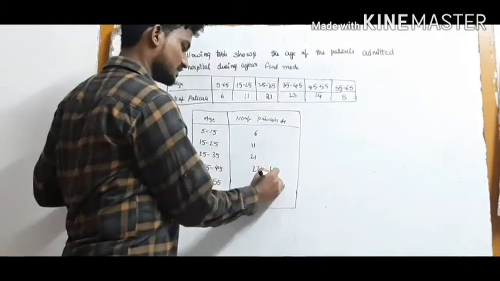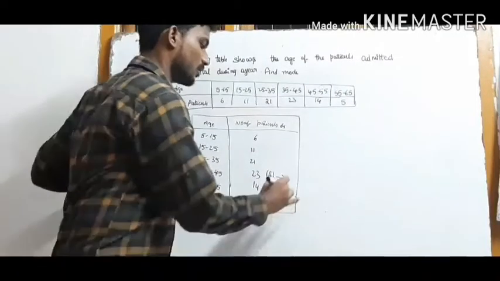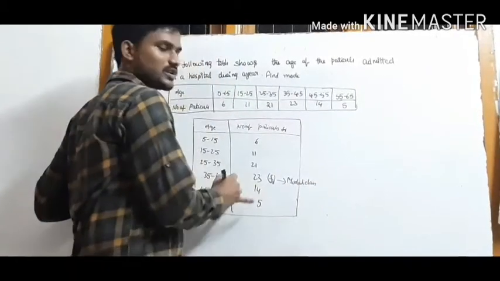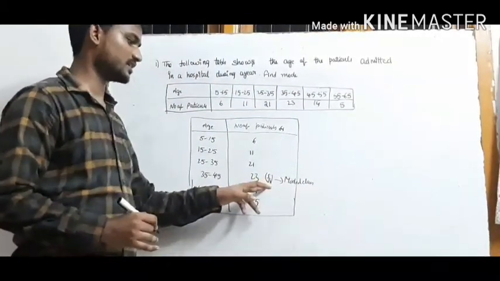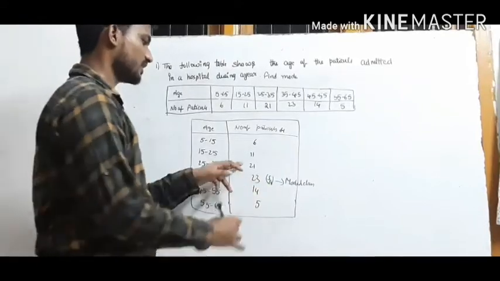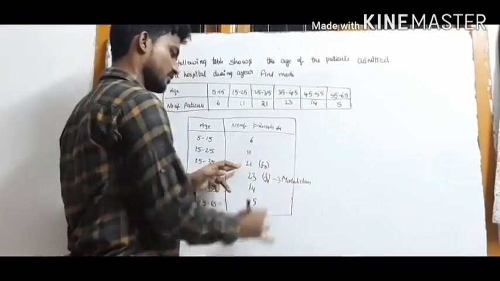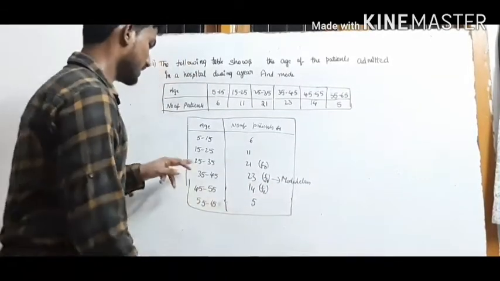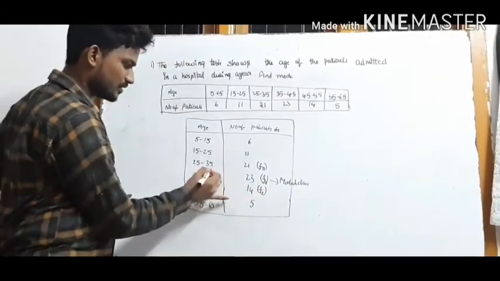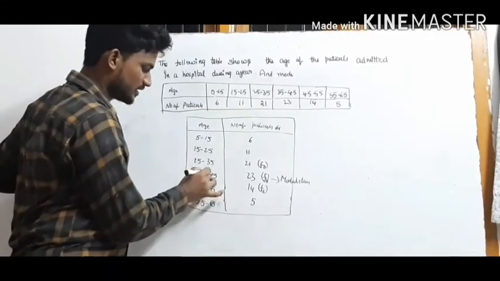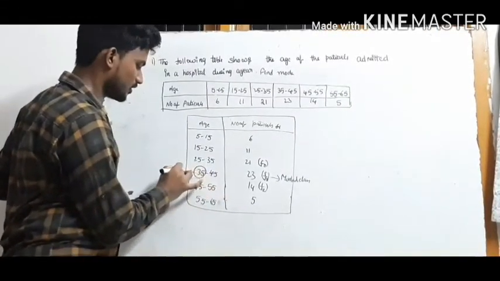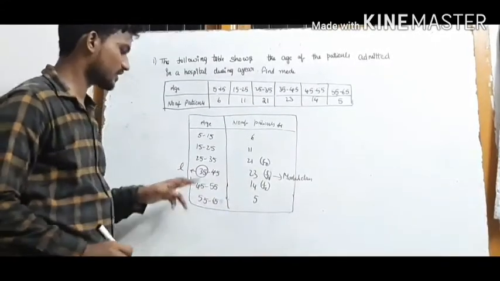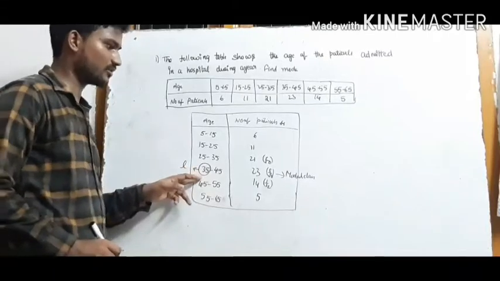You can write this one as f1. This is the modal class. It is the largest number, that is 23. We can write it as the modal class, and its frequency is f1. Then the frequency of the preceding class is f0, and the frequency of the succeeding class is f2. And 35 is l, the lower limit of the class interval of the modal class. So we can write l is 35.